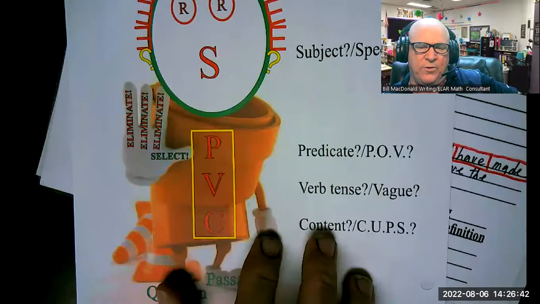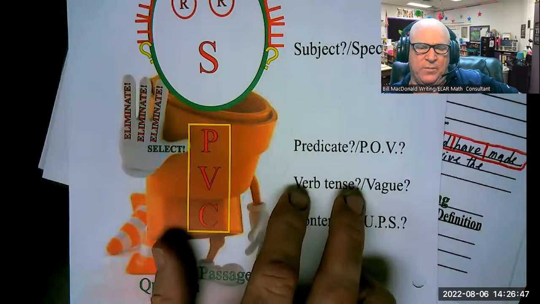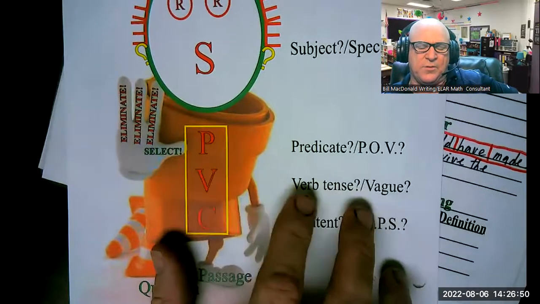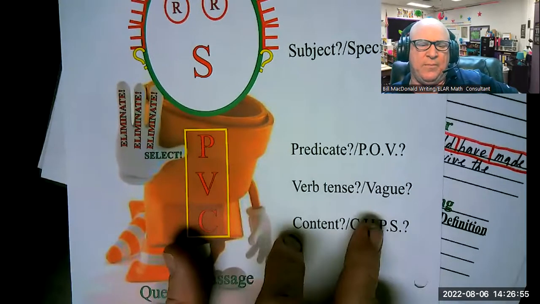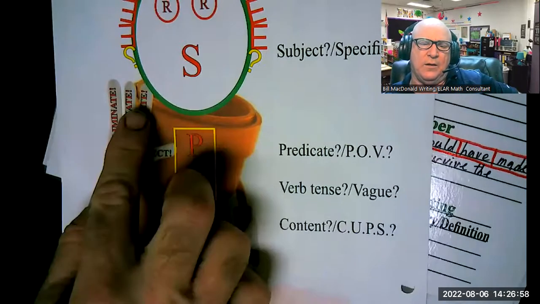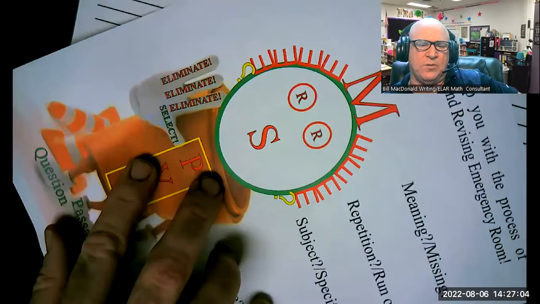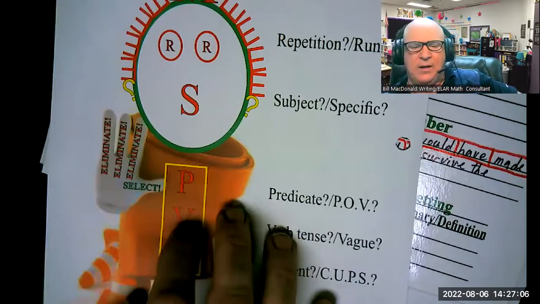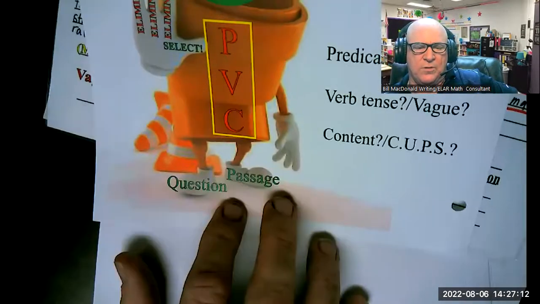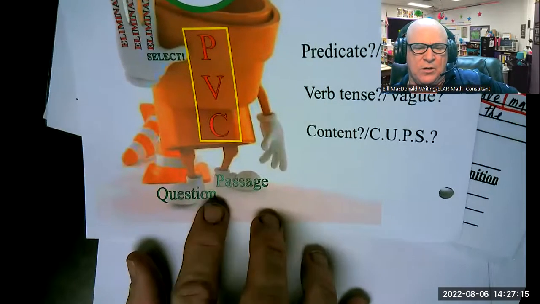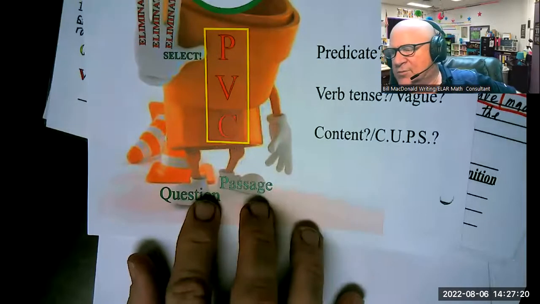Does it change the point of view? Does it change the verb tense? Is the answer too vague? Does it change the content, or is there a capitalization, usage, punctuation, or spelling problem? If there is, we'll eliminate those three. And the cool thing about that, it looks like an E, and we'll select one. So this Mrs. PVC has come in very handy for students who are trying to analyze the question versus the passage. Their, what we'll call here, their right shoe compared to their left shoe.